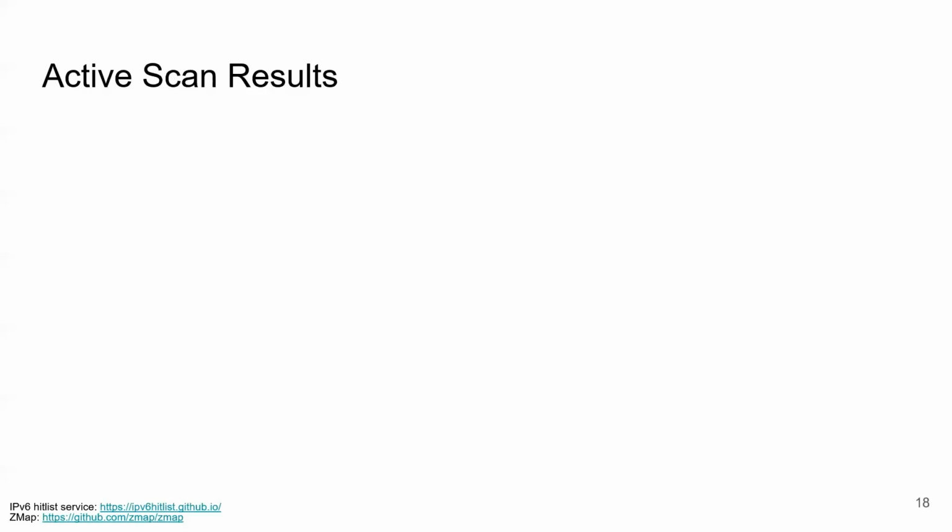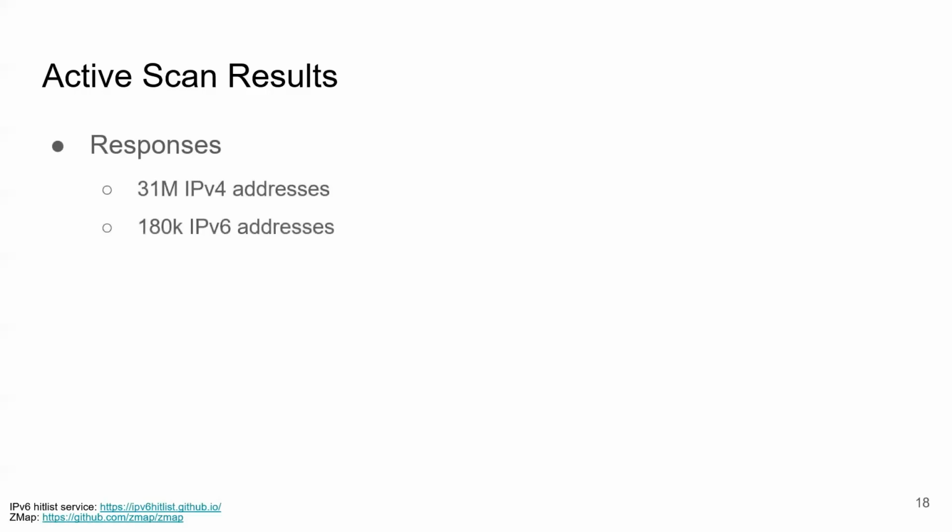To investigate the adoption of SNMP version 3, we use ZMap to perform multiple IPv4 and IPv6 scanning campaigns. We used a single vantage point located in a well-connected data center in Germany. We target every routable IPv4 address and relied on the IPv6 Hitlist service for our IPv6 scan. We only sent a single unsolicited request per IP. We received more than 31 million responses for IPv4 and more than 180,000 responses for IPv6.